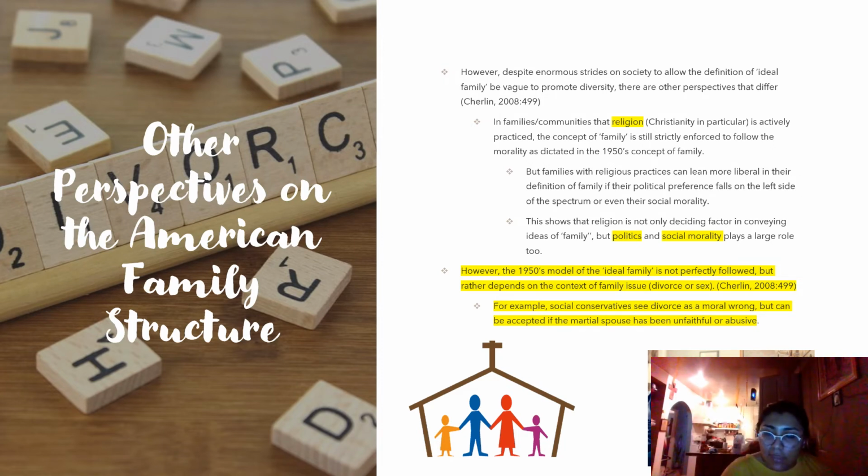Again, this shows students during this lecture that the definition of the ideal American family structure is constantly changing. There is no set definition. Rather, it depends on the time period and the context of the politics, religion, and social morality for the ideal American family structure to be defined.